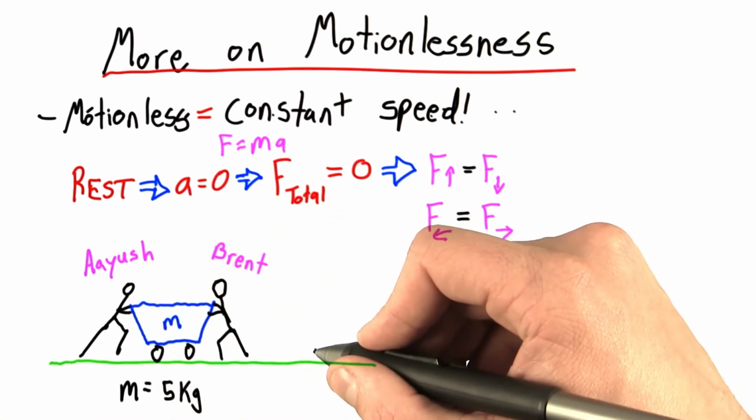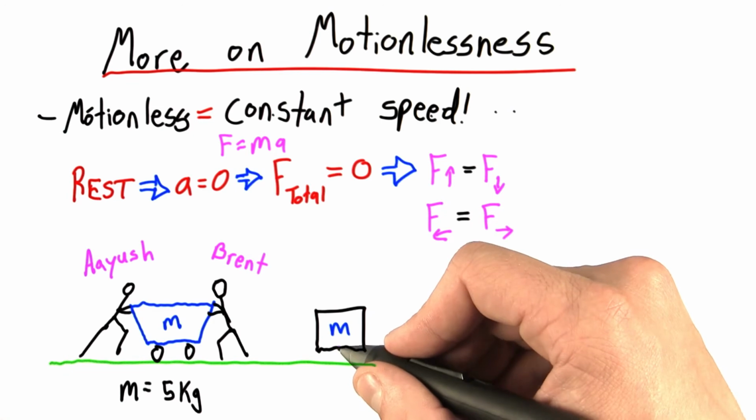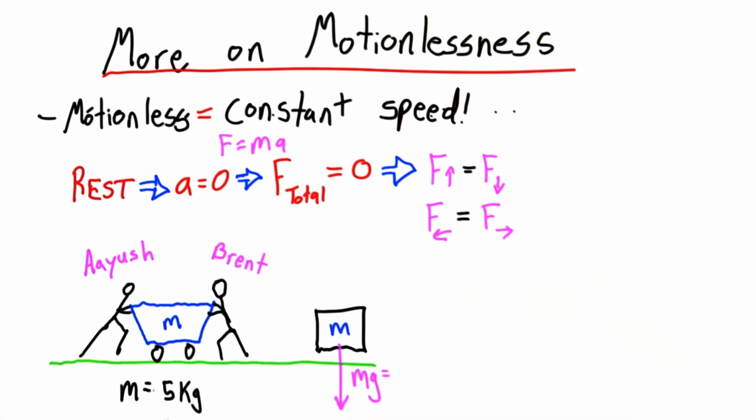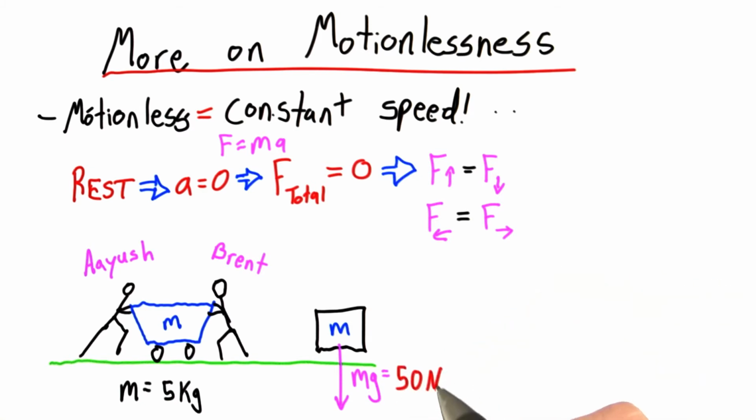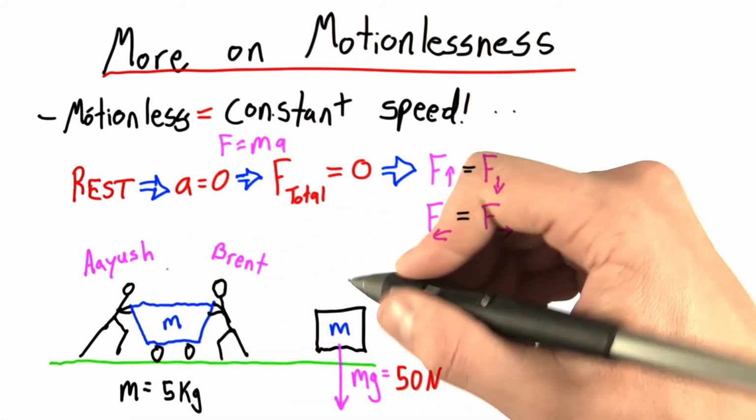I'm going to draw a force diagram. Well, the first force I'm going to draw is mg. And in this case, mg is going to equal this 5 kilograms times g, and we know g is 10 meters per second squared, which gives me a total of 50 newtons, and newtons are the unit of force. The ground must also be pushing upwards with a normal force.